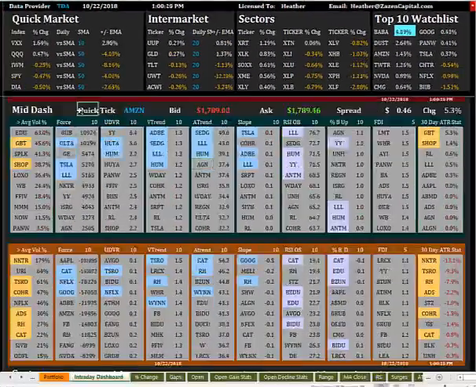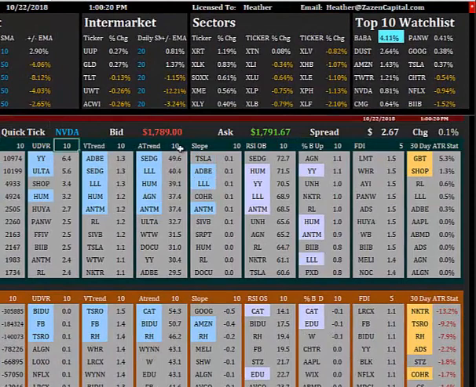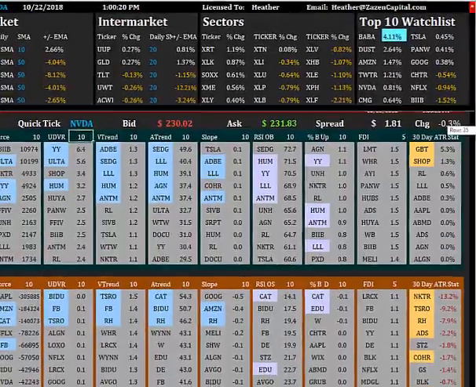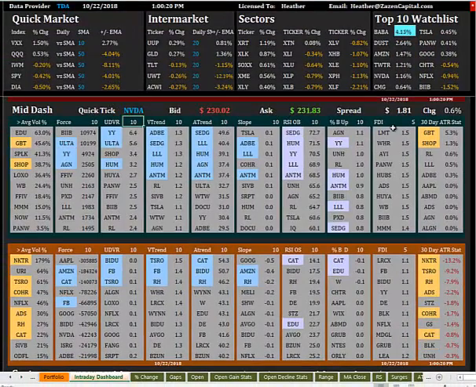Before I forget, we've got a quick tick check where you can punch in any ticker you want. It'll give you the bid, the ask, the spread, and what the percent change has been since the open. Very handy little tool. If you see a stock here that you're interested in, it's always a good idea to check and see what the spread is. That can have a huge impact on your profits.